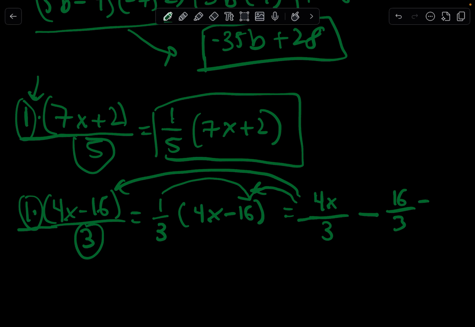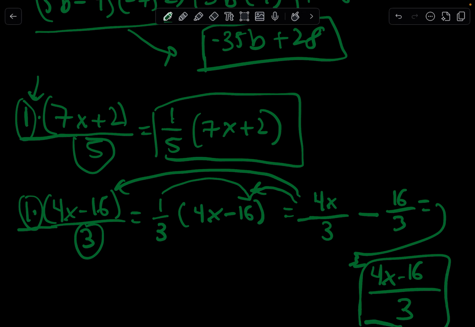And then when you have the same denominator in the bottom, for example, in this case both denominators equal 3, we can just combine the top. So it would be 4x minus 16, and then divided by 3. There's another way of writing it, which was our original expression that we had here. So all these are ways that we can write this expression.